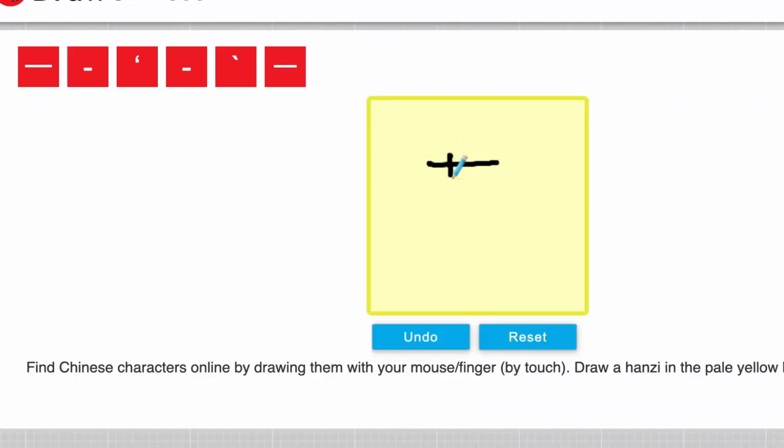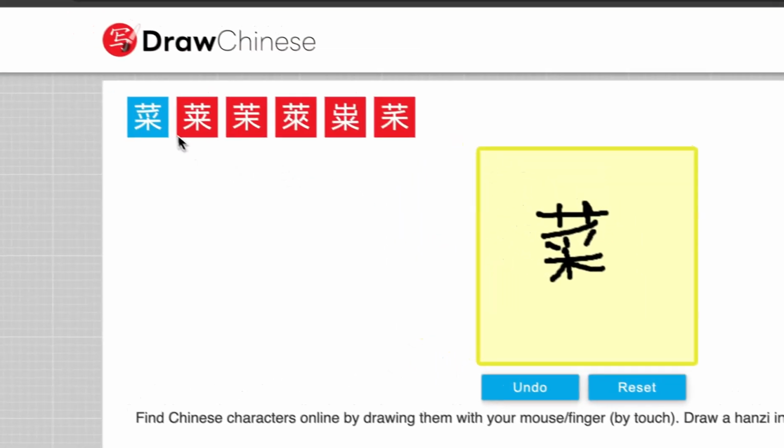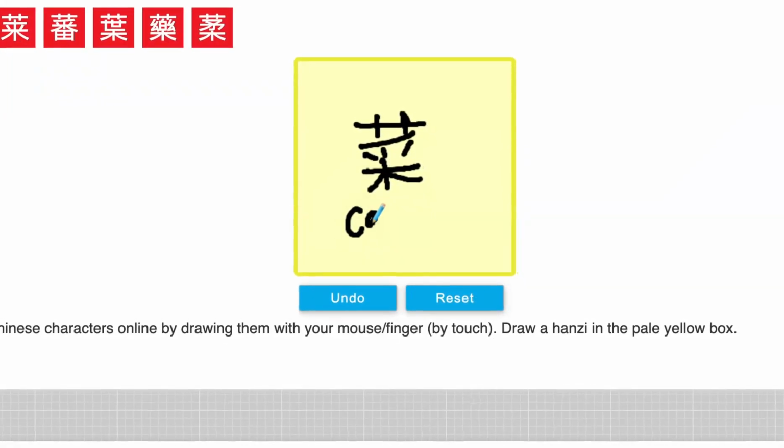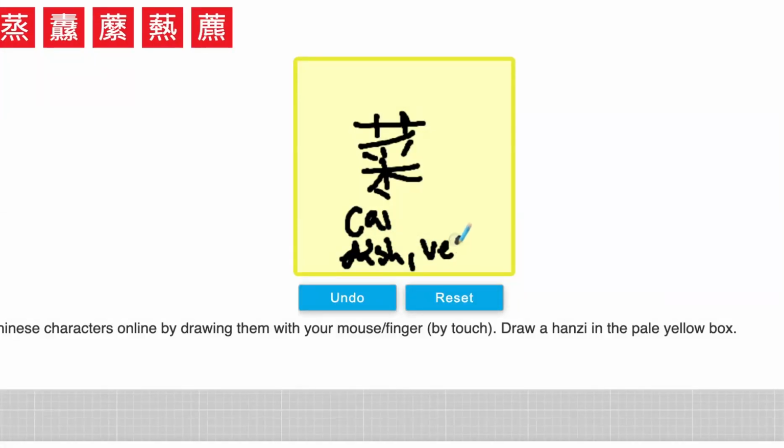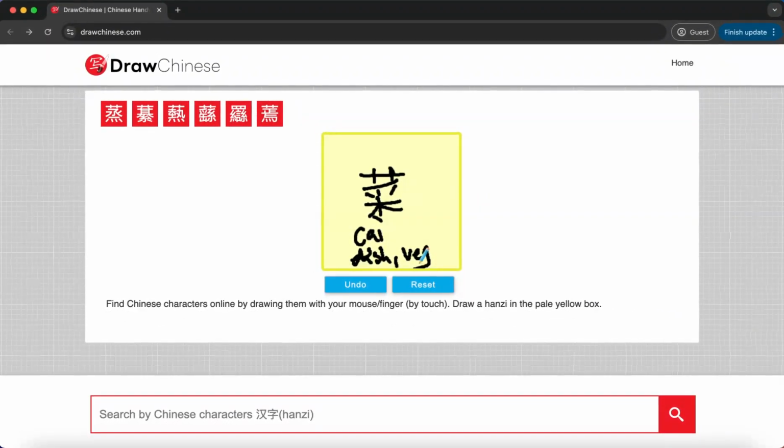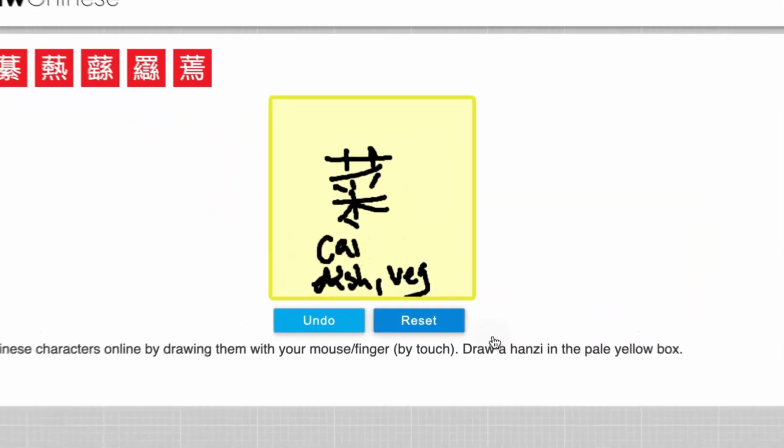Now some food related words for you. So it's this one, which is called cai. Again, fourth tone, which means dish or vegetable. So if you want to say I like Chinese food, you can say I like Chinese cai.